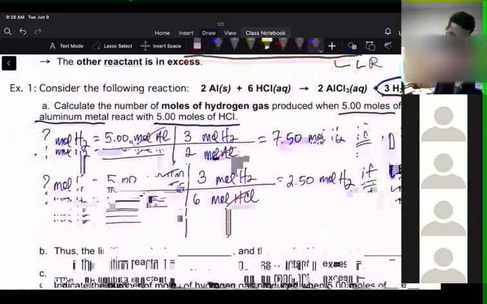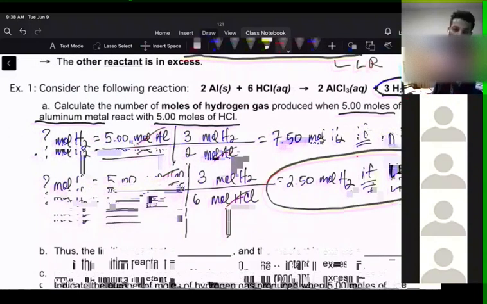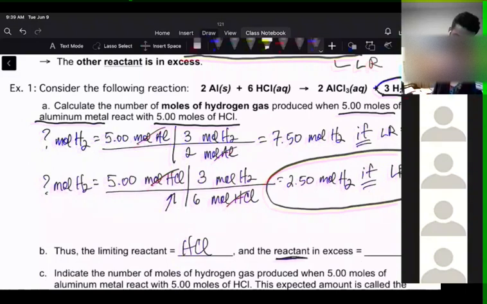Okay, so how much is actually produced? 2.5. That's right, we take the smaller amount. So our limiting reactant is? HCl. Yeah, what we started with, HCl. And the reactant in excess will be the other one. It has to be a reactant. So don't give me a product. Make sure it's a reactant. That's going to be the aluminum. The expected amount is called the theoretical yield. That's how much we expect. So in this case, we expect 2.50 moles.